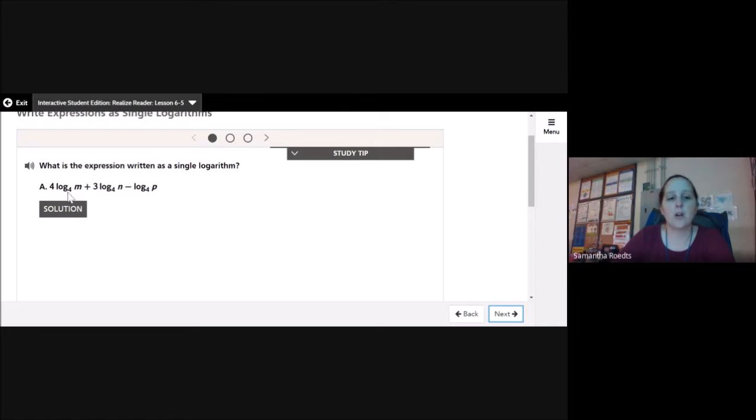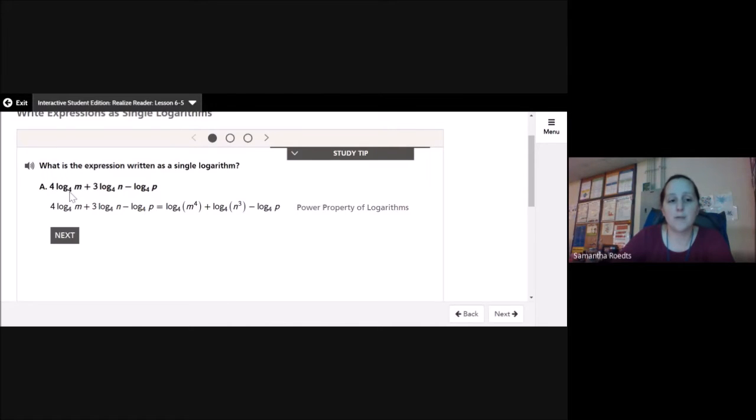So 4 log base 4 m plus 3 log base 4 n minus log base 4 p. Okay, so they all have a log base 4. I have a plus here and a minus here. So I know that I'm going to be dealing with a product and a quotient property. And I also know that this 4 out front and this 3 out front means that I'm going to have exponents. So I basically am going to start working backwards.